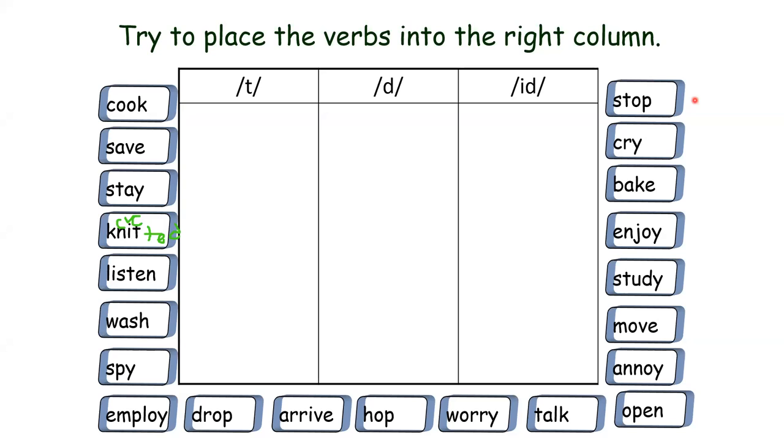So I see no problems at all, no problems at all in the past tense of the verbs. Now we are going to go to the second part. We have to classify them according to the final sound in these three charts. For example, you know how to make them in past now.